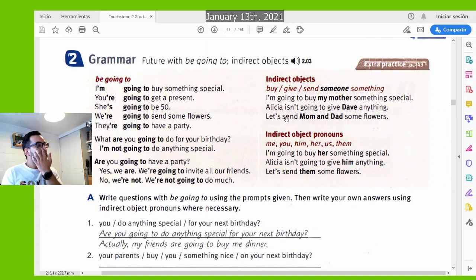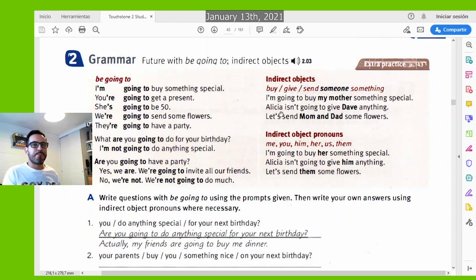Y finalmente acá tenemos let's send mom and dad some flowers. This is a very good example. Este ejemplo es súper bueno. ¿Por qué? Porque las oraciones siempre deben tener un sujeto, un verbo y después el objeto en el caso de que estén interactuando dos personas, o más personas. ¿Qué pasa con esta oración? This is a special sentence. Es una oración de otro tipo. De partida aquí no hay un sujeto. No hay una persona que esté realizando esta acción. Por lo menos no está explícito, no se ve en la oración.